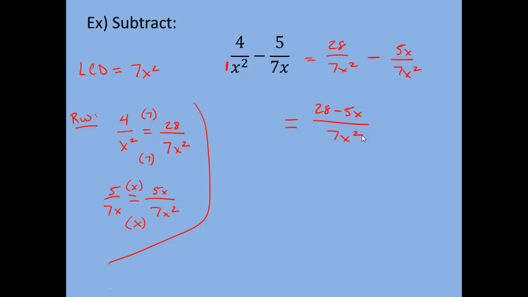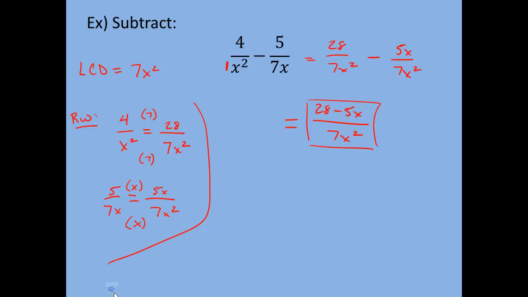Now if you could reduce here, you would by factoring out of the numerator, but there's nothing to factor out of the numerator here, and there's nothing that can cancel with the 7x squared. You can't cancel the 28 and the 7 because it's now connected by that negative sign to the 5x. So you can't cancel any more here, you have to leave it like this. And that's your final answer.